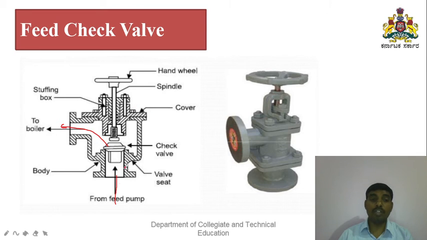So these consist of a body. We have a valve seat and we have a stuffing box. This is called the stuffing box. Assemblies are there to vary the position of the spindle, and you have a hand wheel for rotation, and this is the cover. So this is the 3D view of the actual feed check valve. The flow comes from the bottom and flows horizontally.